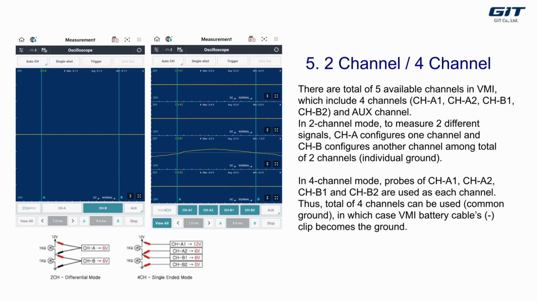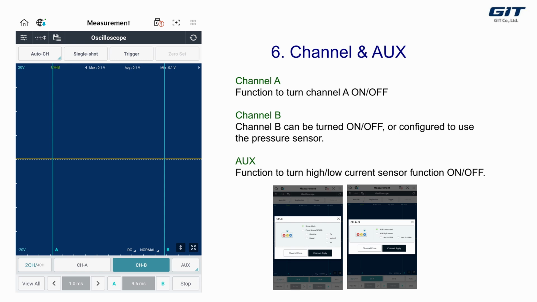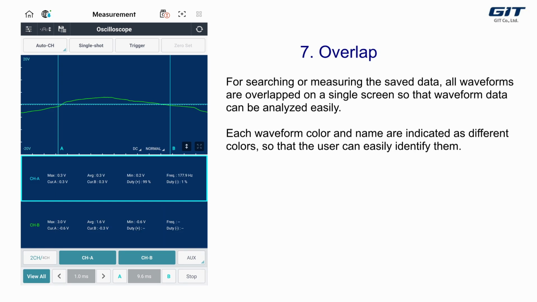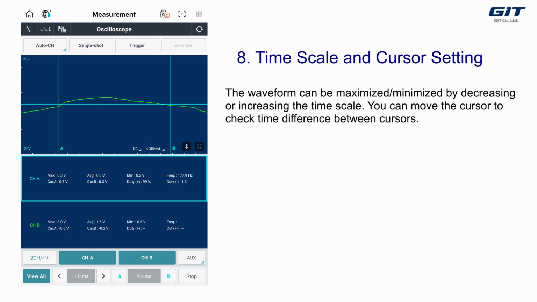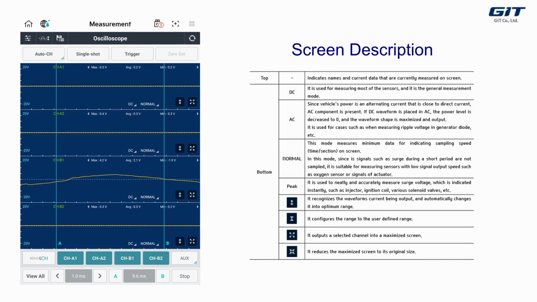There are a total of 5 available channels in the VMI, which include 4 channels: CHA1, CHA2, CHB1, CHB2, and the AUX channel. Each channel can be turned on or off, or the option function can be used, by using the channels and icons at the bottom of the screen. For searching or measuring the saved data, all waveforms are overlapped on a single screen, so that waveform data can be analyzed easily. The waveform can be maximized or minimized by decreasing or increasing the timescale.